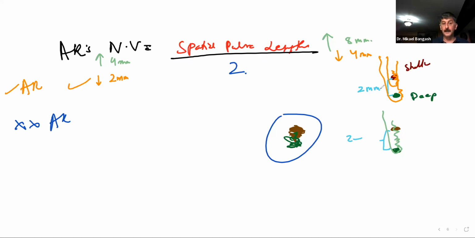Why? Mainly because the numerical value of our axial resolution was greater than the distance between these two structures here, where one is going to be shallow and one is going to be deep. Did that make sense?